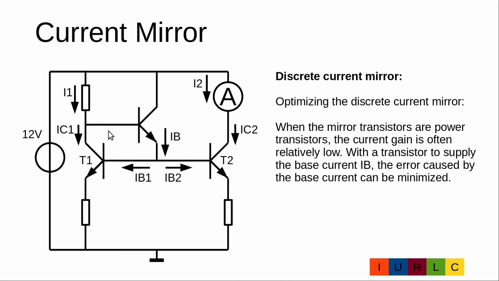When using power transistors for the mirror transistors T1 and T2, the gain is often low. To improve the circuit, it is a good idea to add this transistor, which amplifies the base current. Then the current here is also very small and can be neglected.